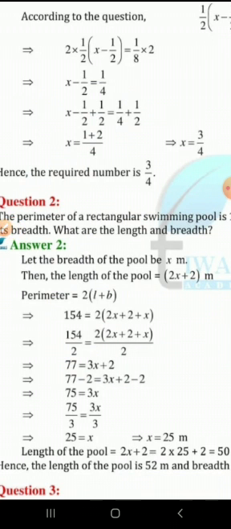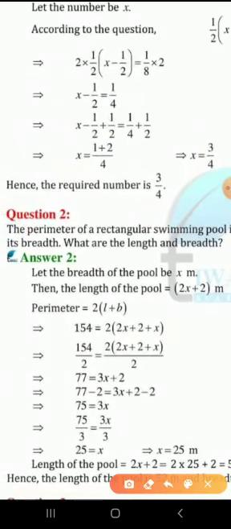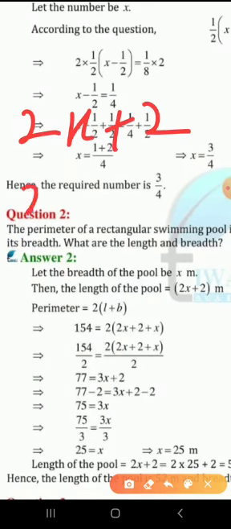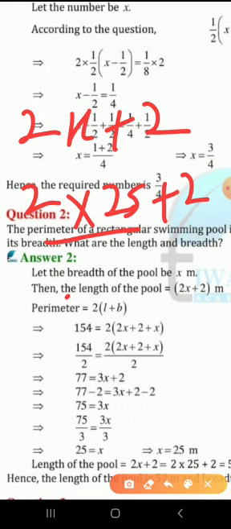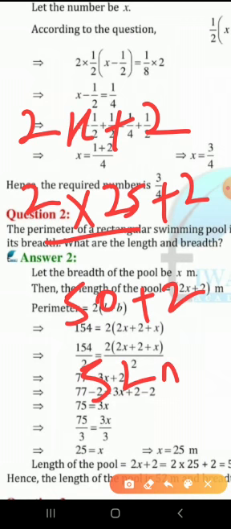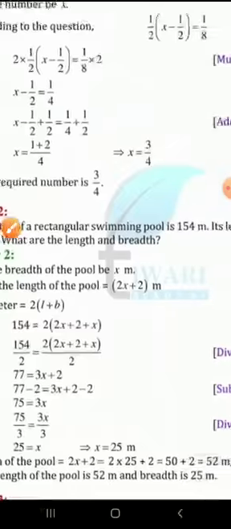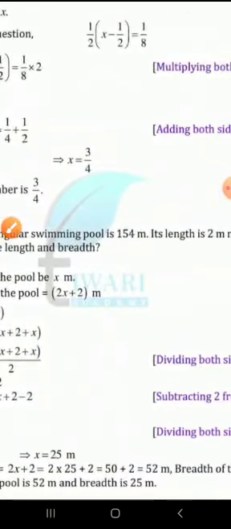So length will be 2x plus 2. If breadth is 25, 2 into 25 is 50, plus 2, that is 52 meter. So the answer needs to be written as: length is 52 meter and breadth is 25 meter. Never forget to write the units. If you are finding the length and breadth, the unit will be meter, because half a mark is kept for the units only. So don't forget to write the unit with the answer.